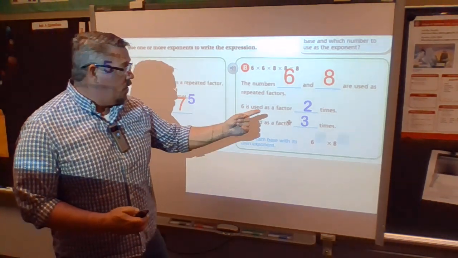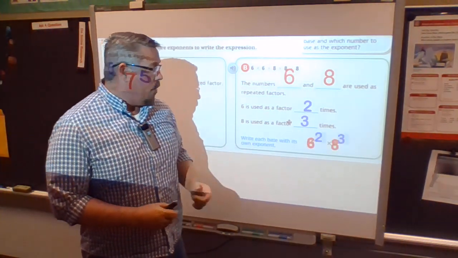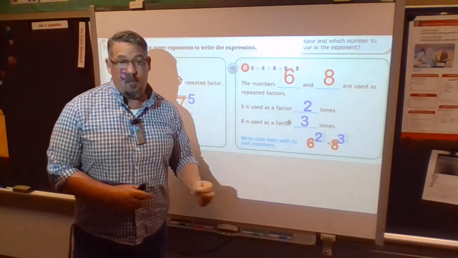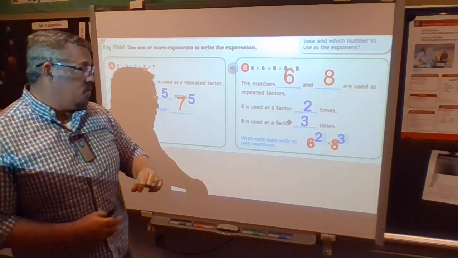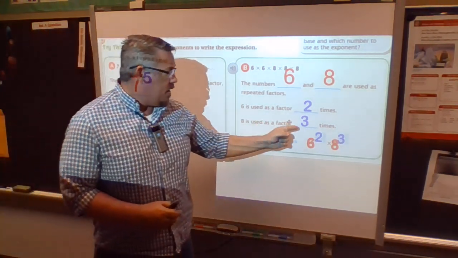So I'm going to put the 2 with the 6. So I have a big 6 and a little 2. So notice I made the 6 and the 8 larger just because it was hard to make the 2s and 3s small enough to where you could actually read them. And my exponent of 3.